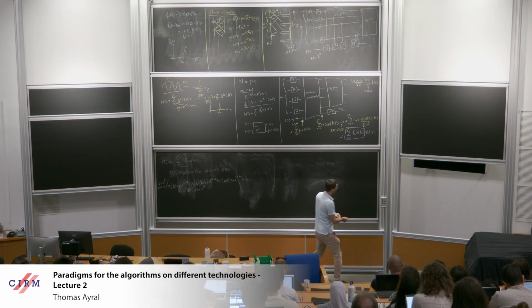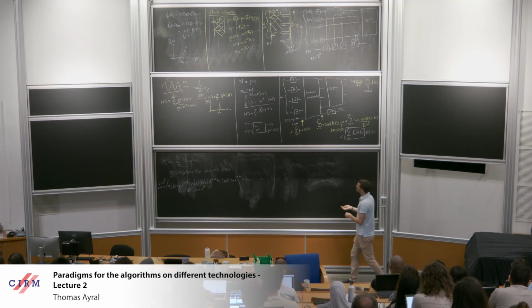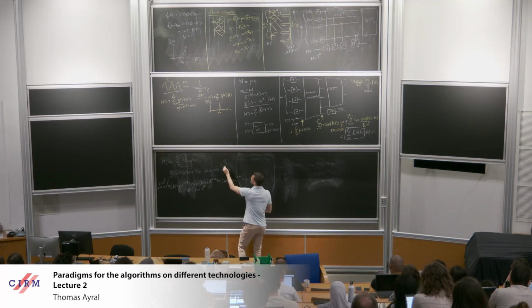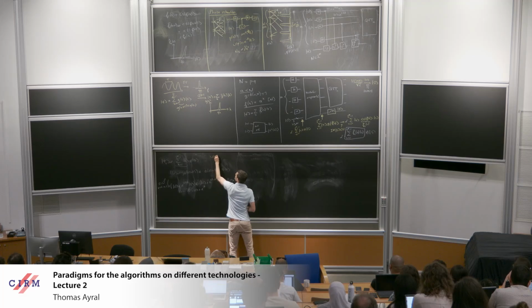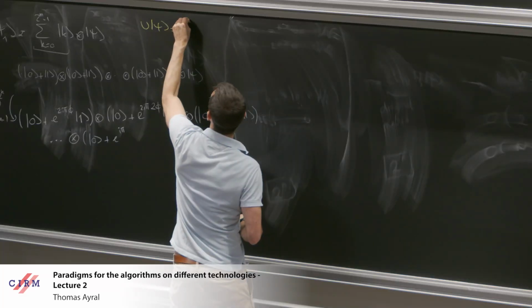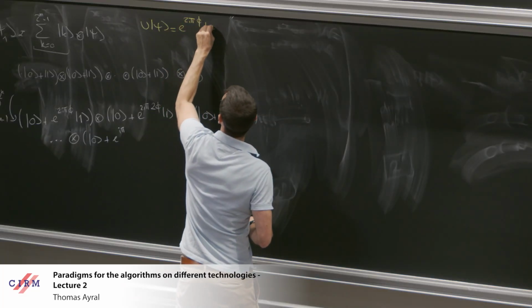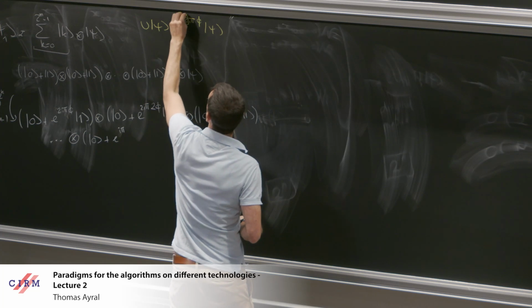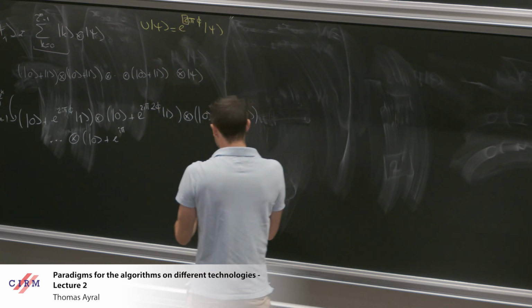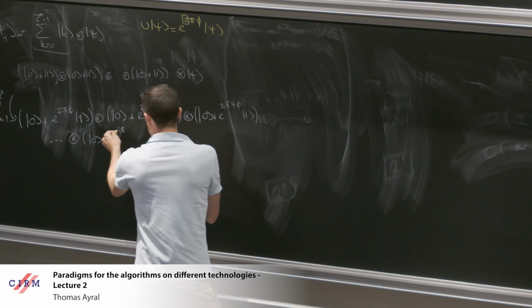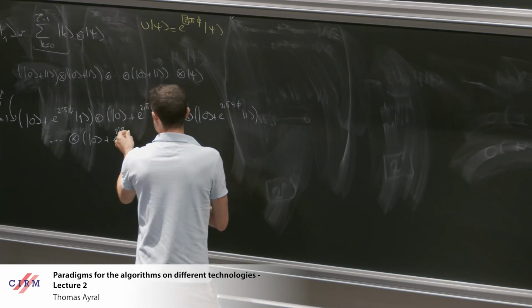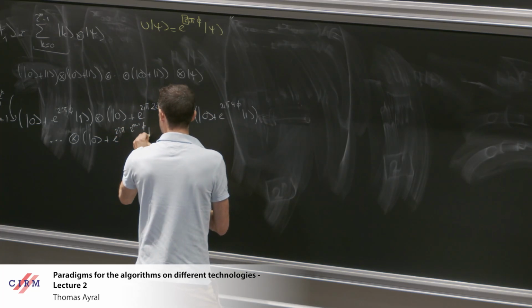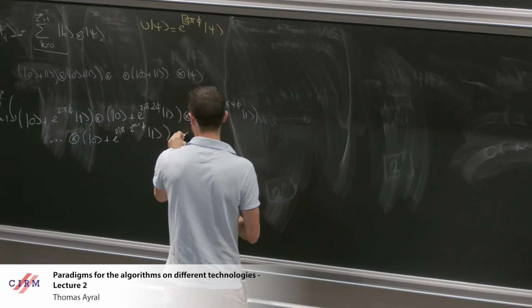So on the board, you should read that the definition I choose for the phase is that U times psi is exponential of 2I pi phi times psi. So there's a factor of 2 here that I want to have. And then the last is going to be exponential of 2I pi times 2 to the m minus 1 phi. Okay, so we're almost done.